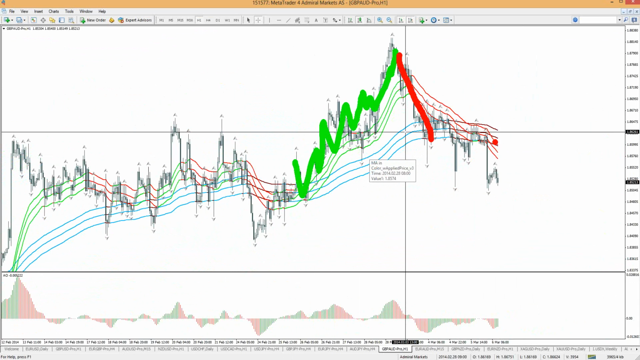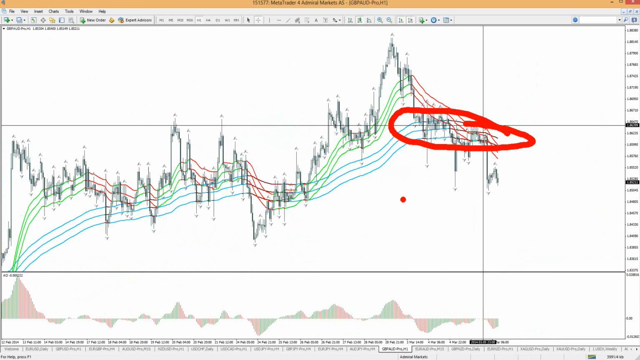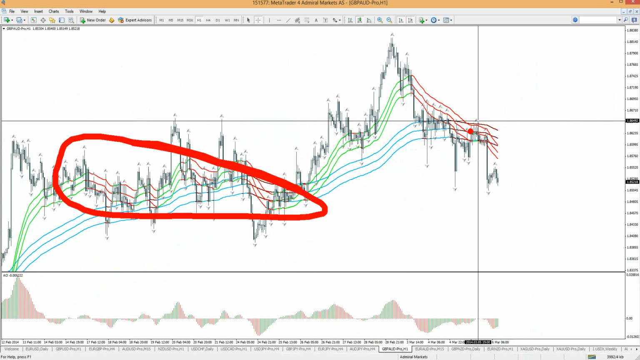But then when the moving averages were trying to cross, you can see how choppy that was, right? A lot of choppiness, just like here. And it seems like we're breaking out of that choppiness to the downside. But I want to be cautious with saying that, but it does seem so.